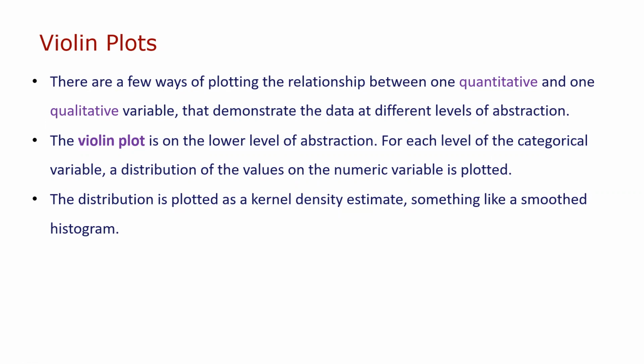For each level of a categorical variable, a distribution of values on a numeric variable is plotted. The distribution is plotted as a kernel density estimate, something like a smooth histogram. We'll see what this does in a minute. Don't worry.